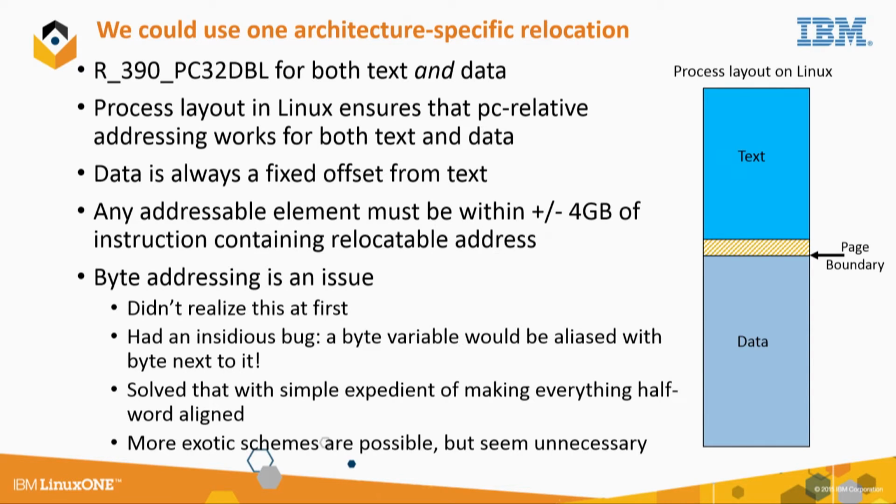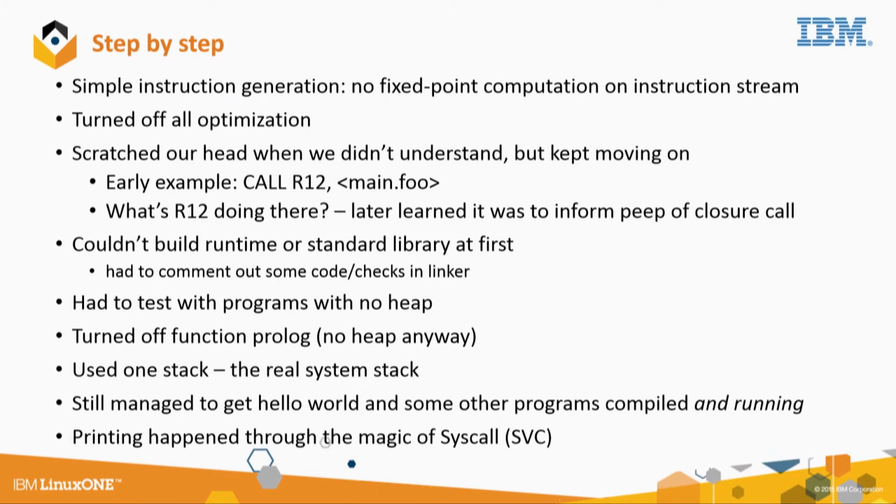The Linux process layout, where you have text and data, where the data is always a fixed offset from the text, and that's true for shared objects or any executable on Linux, helped us a lot, because I can pre-calculate the PC relative address of anything, even for data. So that worked well in terms of Linux. Byte addressing was an issue because we didn't realize that with half-word addressing, you couldn't address bytes. We had this really weird bug where a byte would be aliased with its next-door neighbor and would manifest in strange ways. So we just made everything half-word aligned.